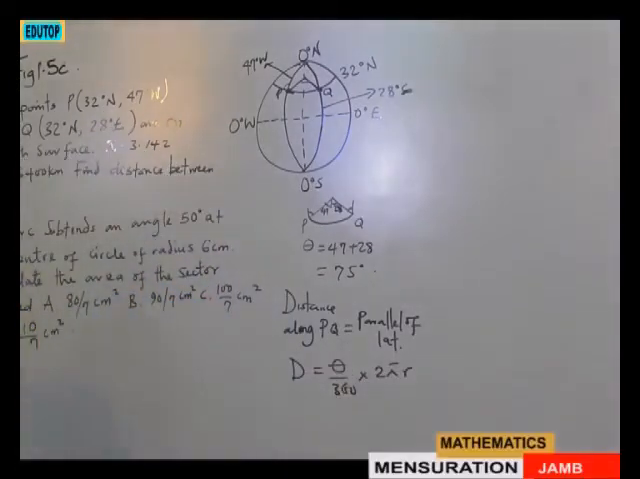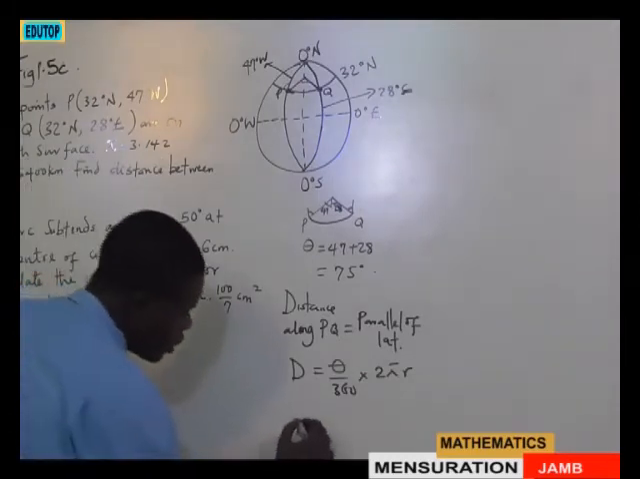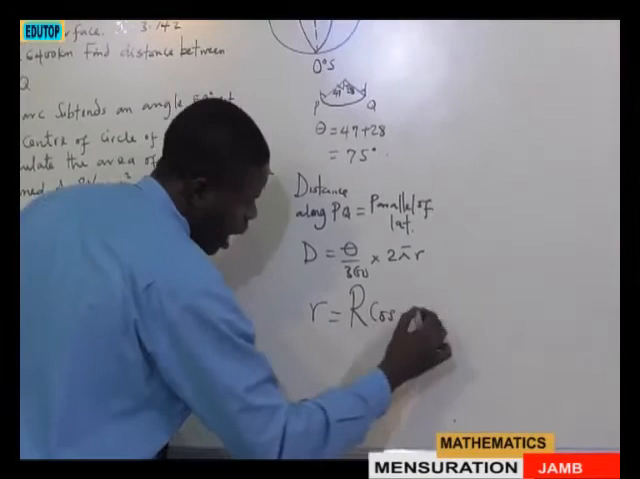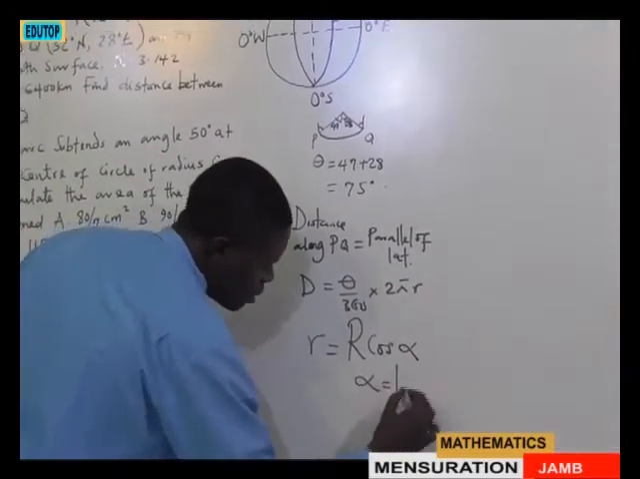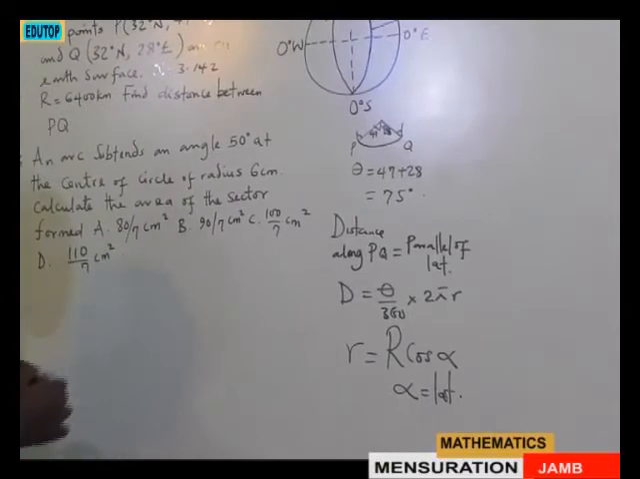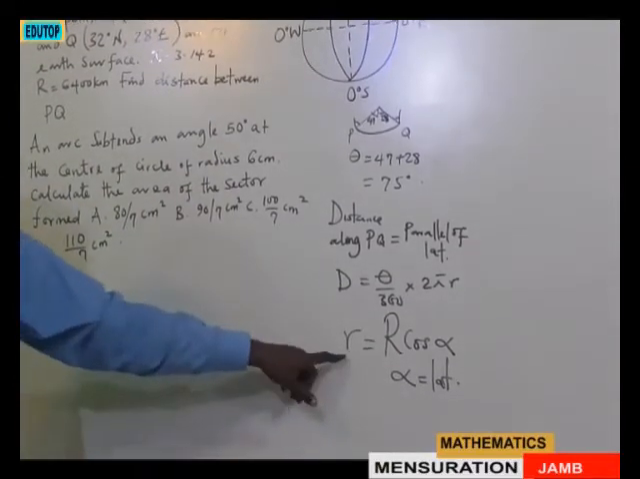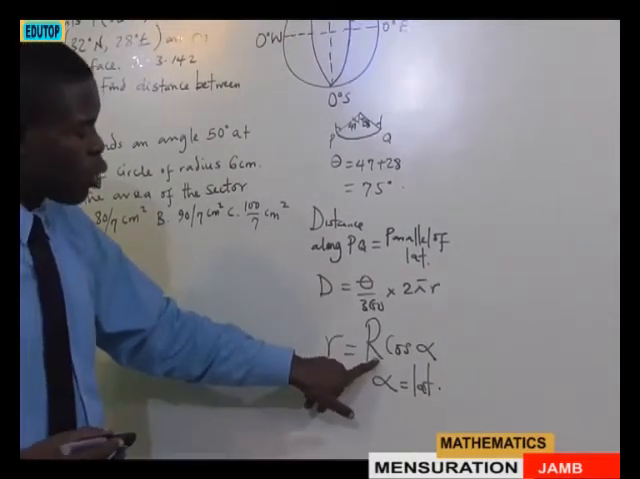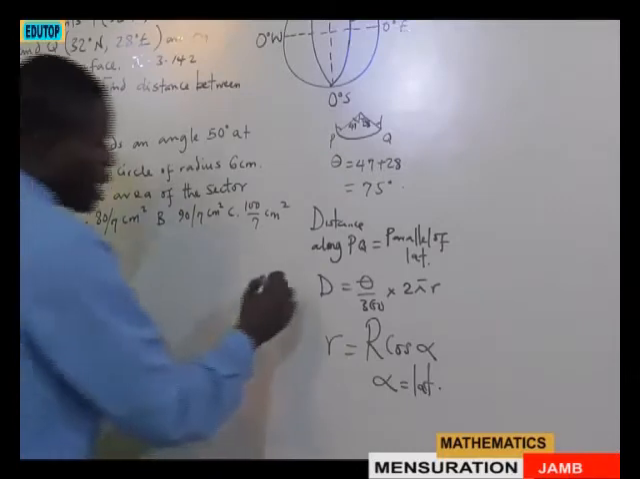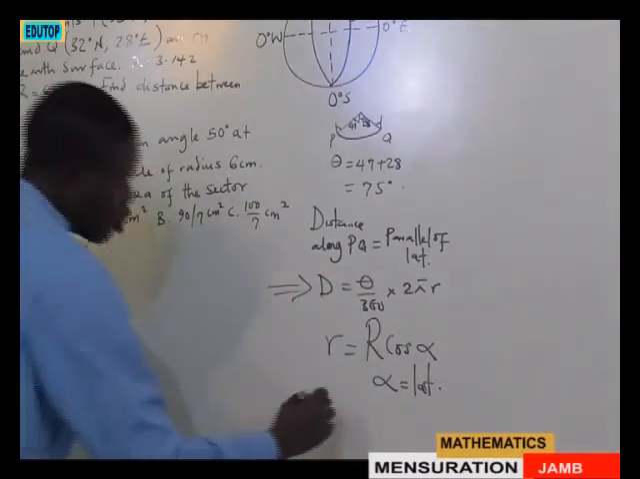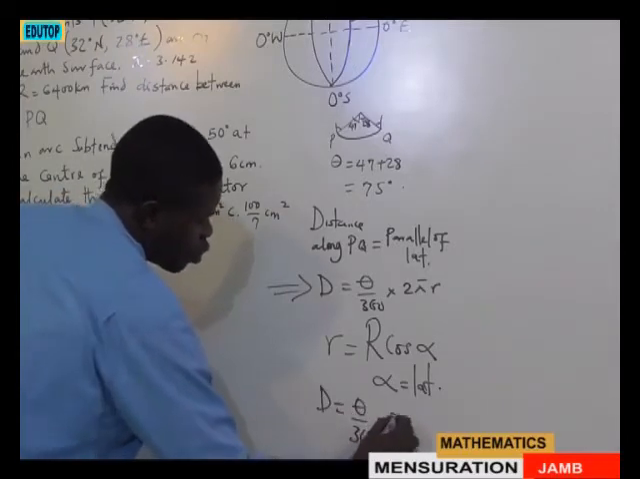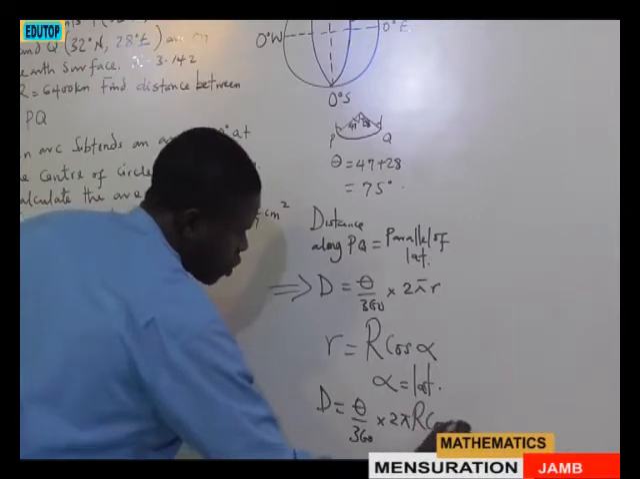Take note, because it's along the parallel of latitude. And you know from your previous knowledge that r is equal to capital R cos alpha, where alpha is the latitude. Remember this. So anywhere I come across r, I will replace it with capital R cos alpha. So if I go back to my original formula, d will now be equal to theta over 360 times 2 pi capital R cos alpha.